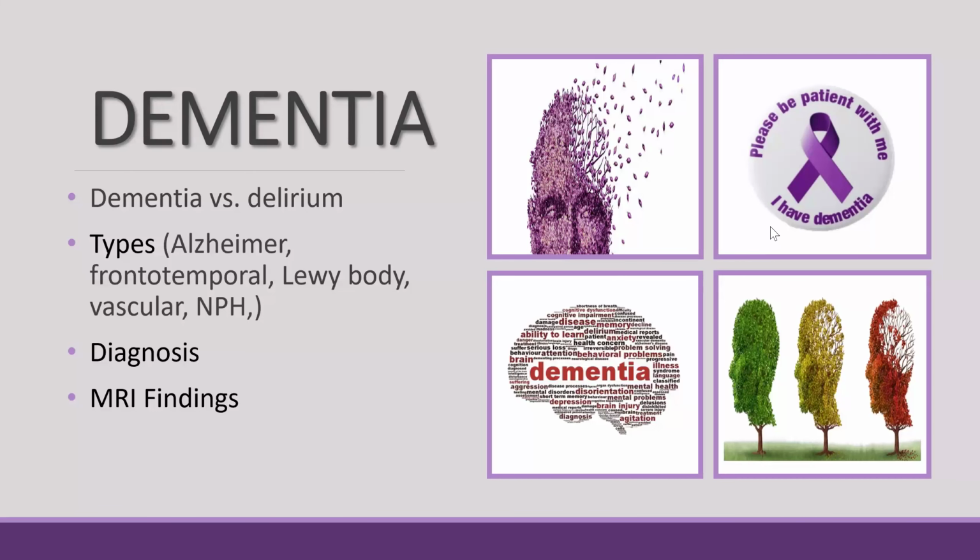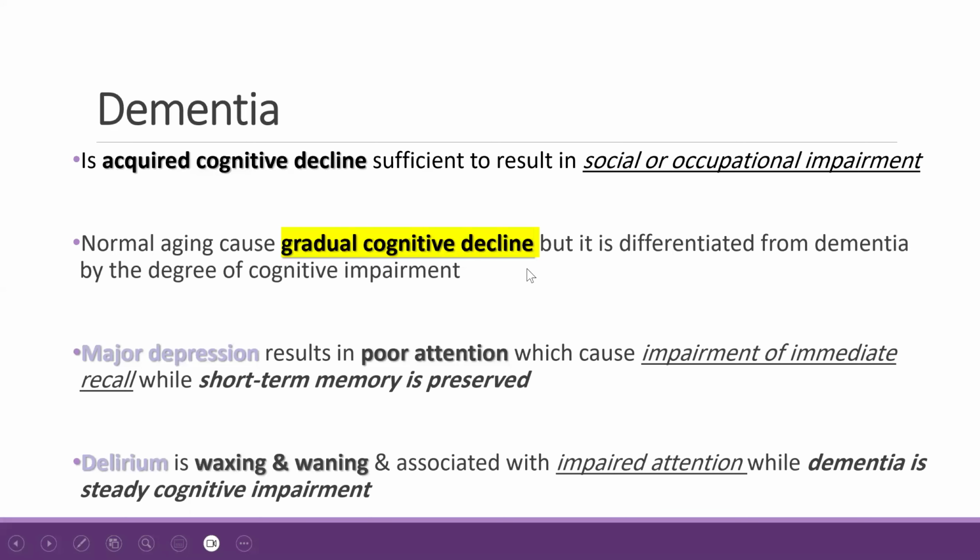So here we will continue our talking, and at this part, we will talk about dementia versus delirium. We'll go very quickly through some types of dementia and its diagnosis. So, what's the difference between dementia and delirium? So, dementia is an acquired cognitive decline. It's sufficient to result in social or occupational impairment.